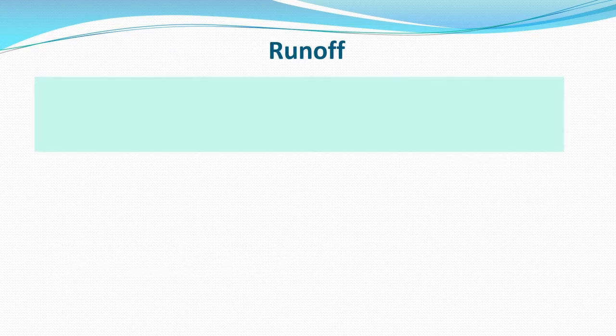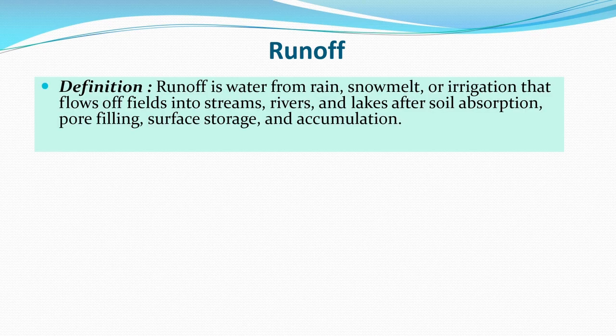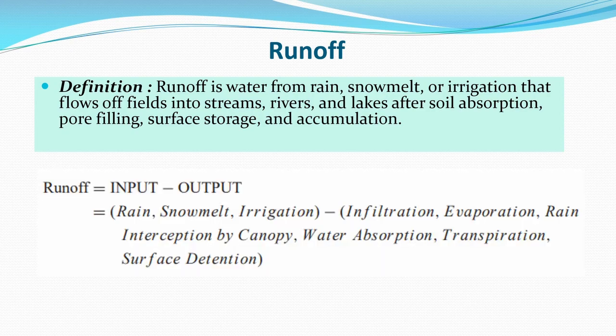Runoff. Runoff is the water from rainfall, snow melt or irrigation which flows off the field and ultimately joins into streams or rivers or lakes after soil absorption, pore filling, surface storage and accumulation. So once all these retentions have been fulfilled, the resulting flowing water will join the streams.